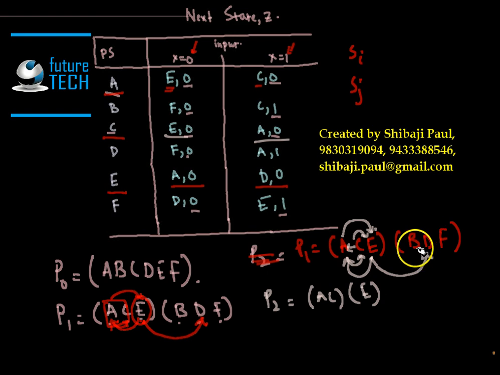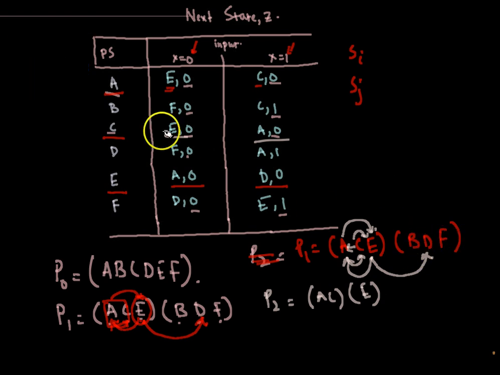And now we need to check for BDF. B, when we are supplying 0, it goes to F, and F belongs to the same set. B, when we supply 1, it goes to C, so C belongs to a different set. So we have to change: B is different than D and F.